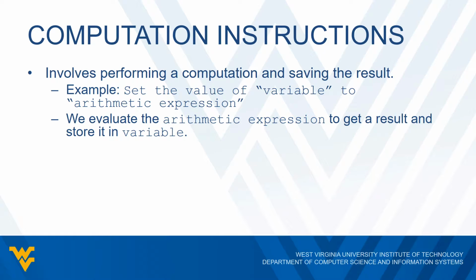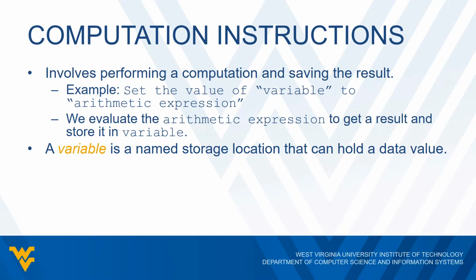So what's a variable? You probably heard of this in your math classes, and it's sort of similar to what you see in math classes, but not quite. In computer science, a variable is a named storage location that's going to hold some data value. So that's all we're doing here. We're going to do some computation, and we're going to take the result and store it in some variable. So that will contain some value that we can use later on in our algorithms.